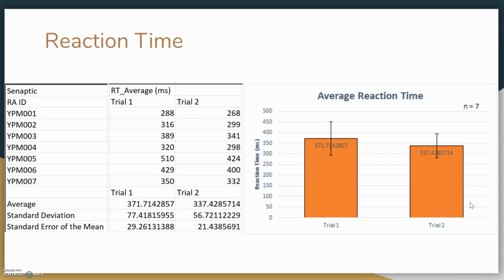a bar graph. Again, we had to simulate the second trial because we didn't have enough time to run everyone. On this graph, the lower the time, the better the participant is doing because it is measuring how fast they can respond to a visual stimulus.